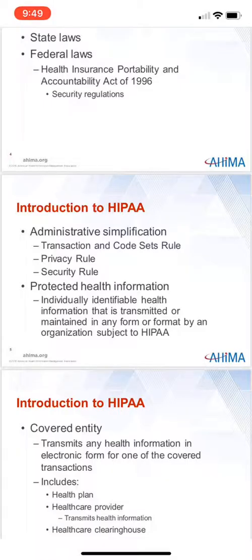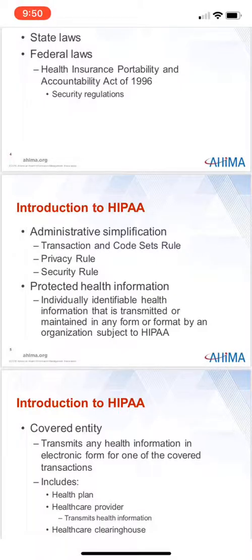The purpose of the Administrative Simplification title is to improve the efficiency and effectiveness of the business processes of healthcare by standardizing the EDI of administrative and financial transactions. This title was also designed to protect the privacy and security of PHI, protected health information, that is transmitted from one point to another. To be subject to HIPAA, an organization must meet the definition of a covered entity. A covered entity is a health plan, healthcare clearinghouse, or healthcare provider that transmits any health information in electronic form from one of the covered transactions.